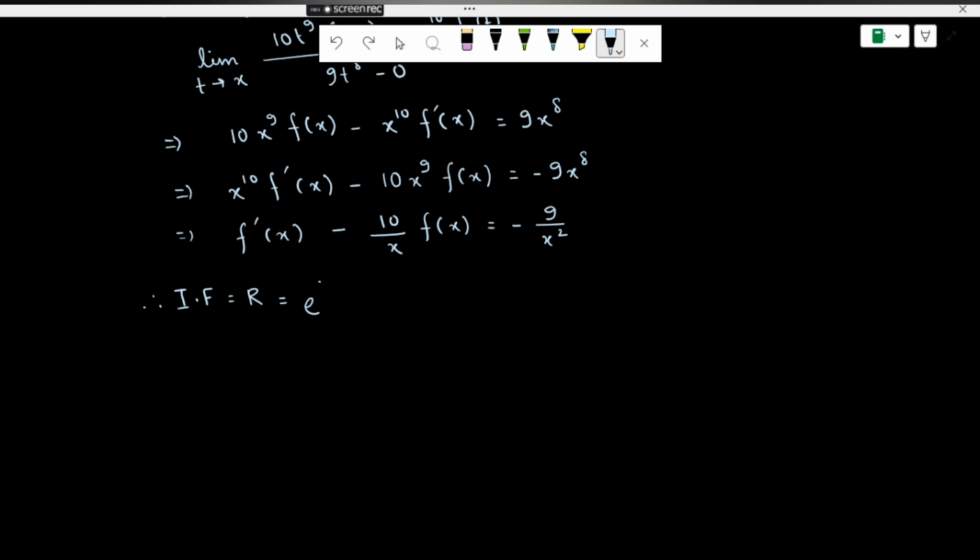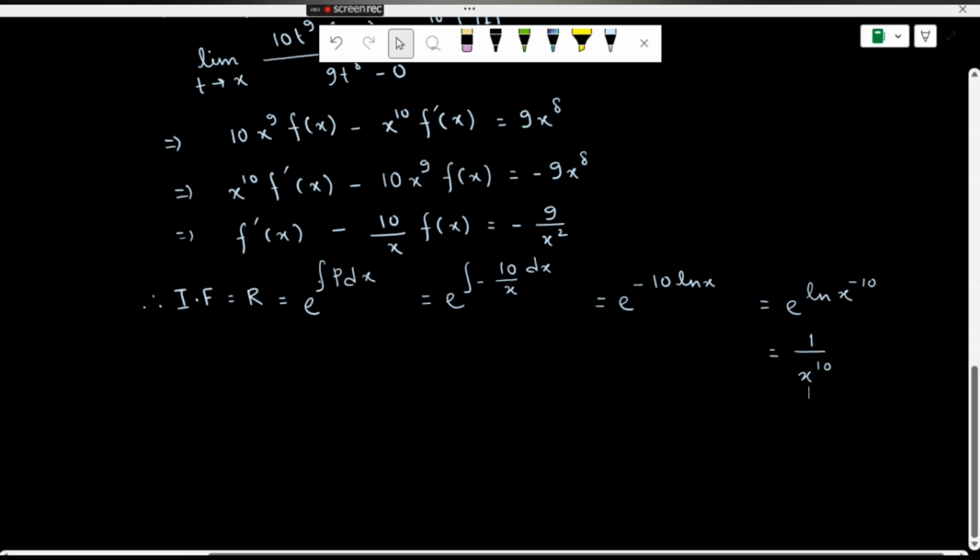So what will be the integrating factor? It is e to the power integration of p(x) dx, which is equal to e to the power integration of -10/x dx, that is e to the power -10 ln x, which is equal to e to the power ln x^-10, and which is equal to 1/x^10.